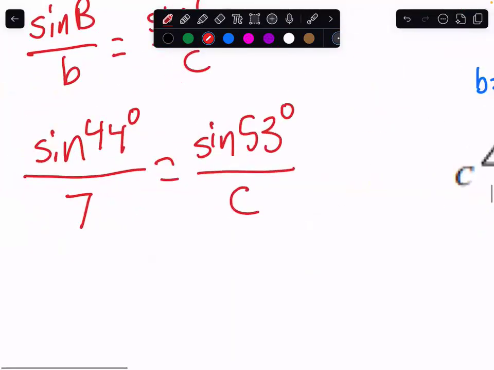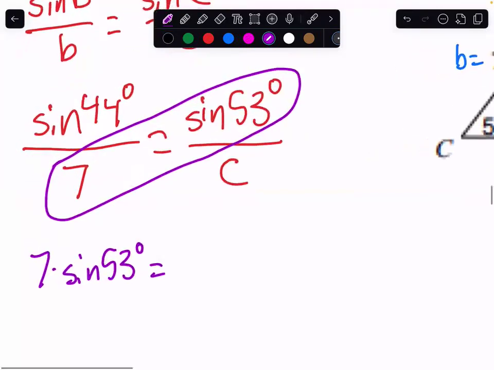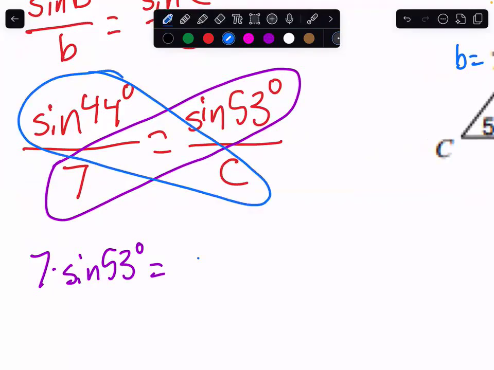Okay, so in order to solve this, this is called a proportion. It's two ratios or fractions set equal. There's multiple strategies you can use, but I would use cross multiplication. You only cross multiply when there's an equal sign between the two fractions. So this diagonal, you would multiply together: 7 times the sine of 53 degrees, and you set that equal to the product of the other diagonal, c times the sine of 44 degrees.